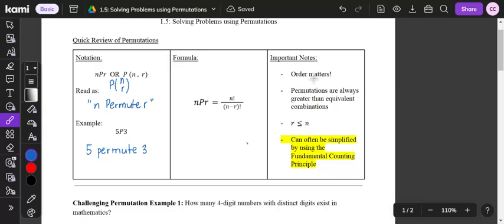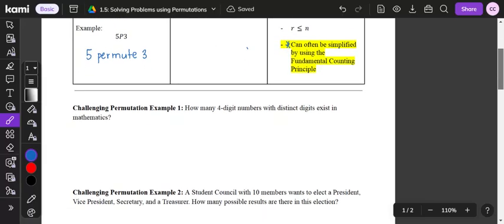And then over here, I have some important notes. So first of all, the order in which you choose people matters. Next, permutations are always greater than equivalent combinations. So what that means is, in the last video, I had the example 5C3. 5C3 is always going to be less than 5P3. r must always be less than or equal to n. And then you can often simplify a permutation by just using the fundamental counting principle or the multiplication rule. And again, we'll talk about this in just a moment. All right, so let's dive into some problems here.